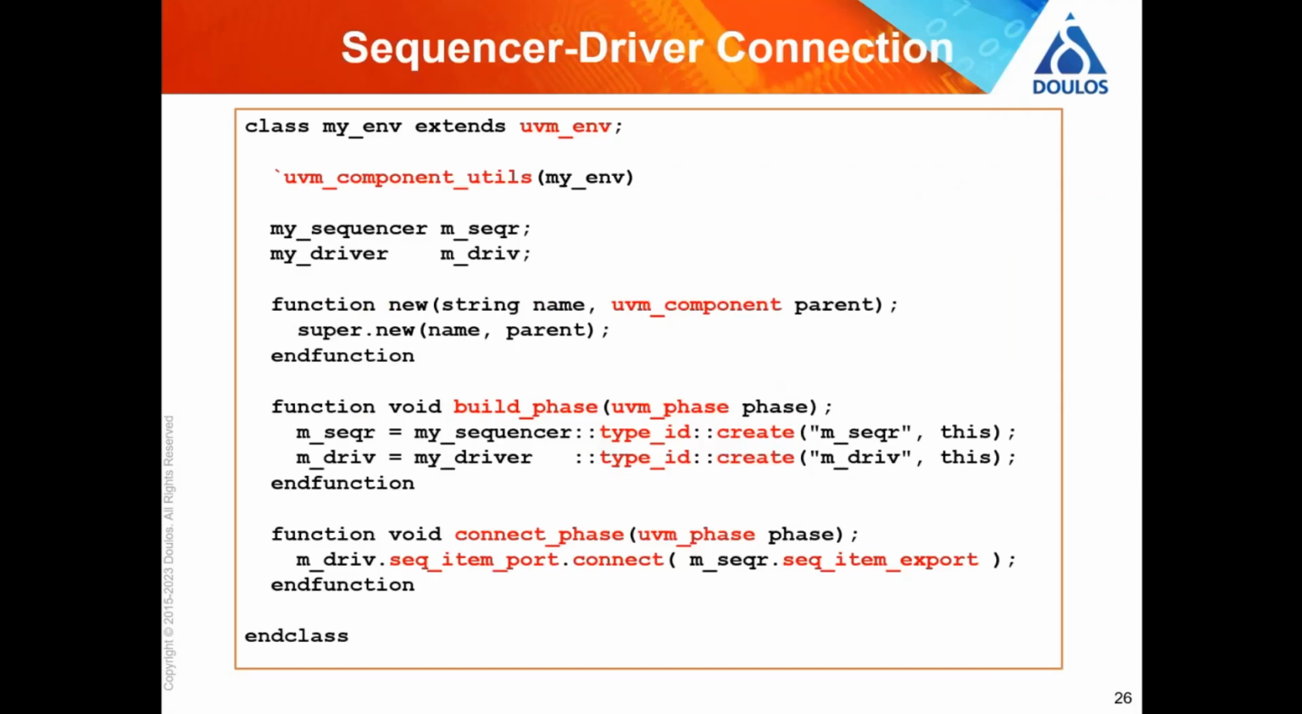You've seen this code before. This is what you saw about 10 slides ago. So we're now extending a class called UVM-env, which is like a dumb layer of hierarchy in some ways. That doesn't have to be that dumb, to be honest. Here's our macro again. And then here is our sequencer and our driver.